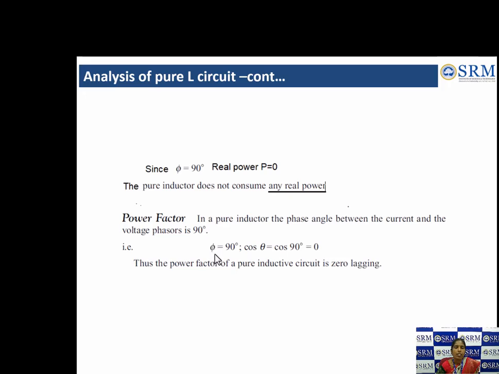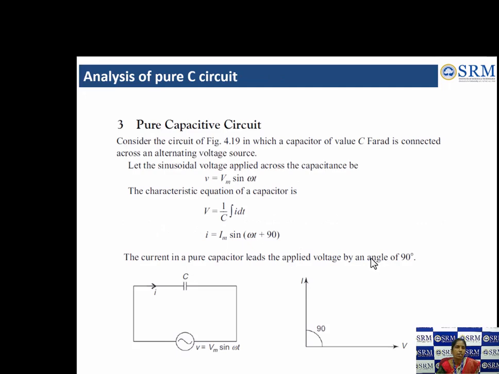Whereas for the power factor, since the angle is 90-degree, cos theta, that is cos 90, is also 0. The power factor for the pure inductive circuit is 0 lagging, since the current is lagging. Now let us see the pure capacitive circuit.